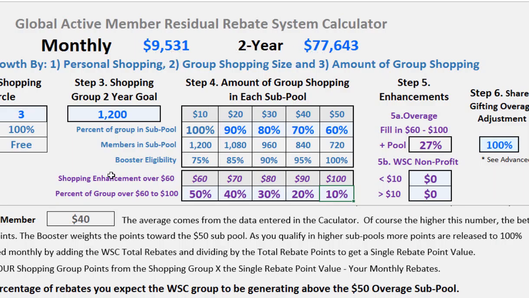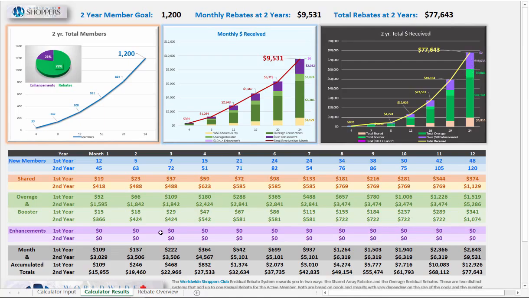And this is the enhancement amount here. Now this doesn't show up here because this is a different type of enhancement. These numbers are actually contained in the regular numbers because it's a larger pool. Okay. Now there is another type of enhancement, and I'm going to go back and show you that right now.